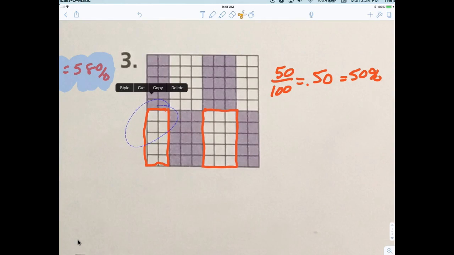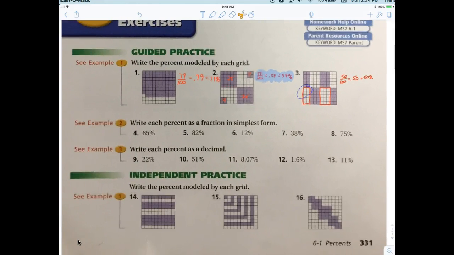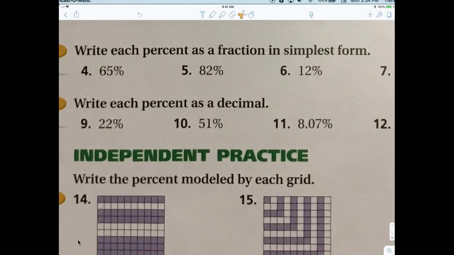Perfect. Now remember what I'm trying to tell you. If you're not sure, you got to speak up. I personally think that's not that hard. Percent out of 100. All right, just counting the colors. That's all. All right? So now it says write each percent as a fraction, and then we're going to put it in simplest form. All right, so we'll start up here.